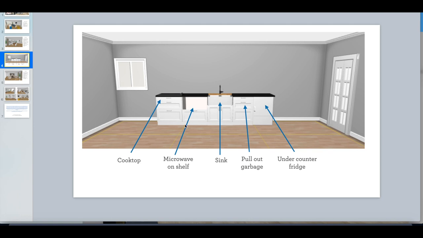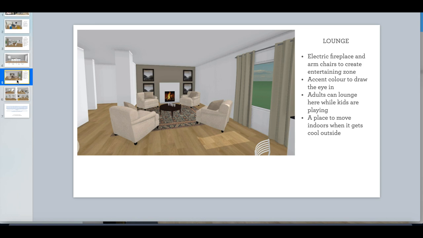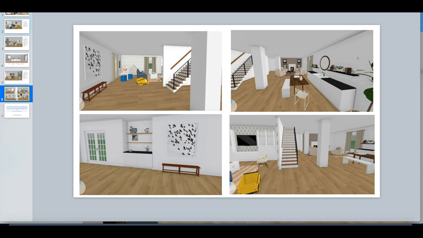The other thing I provided was a suggested layout for that 12-foot span of cabinetry. So this particular image was created in the IKEA kitchen planner. A cooktop here, microwave, open shelf for a microwave, sink, pull-out garbage, and an under-counter fridge. So I've provided suggestions on that as well as they get further into the construction. Lounge area, different decor items, a different color scheme here, but really the same idea. Fireplace to draw your eye in, provide an entertaining zone. Adults can be in this space while the kids are in the playroom, and a space to move in once it gets too cold outdoors. So there, giving you a second look at this room and decor ideas for the space.